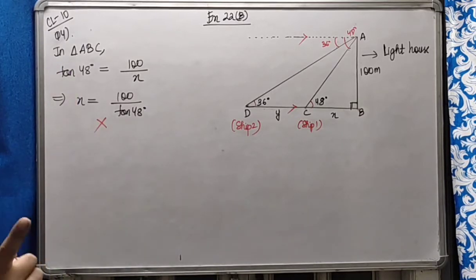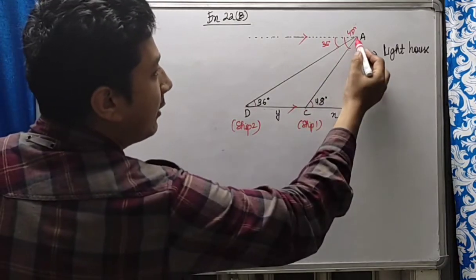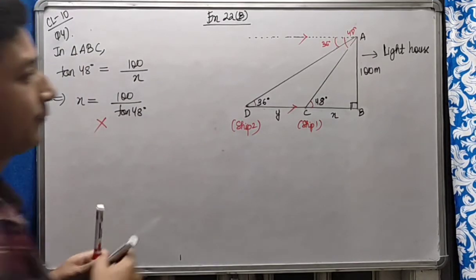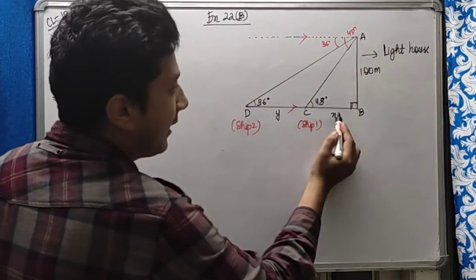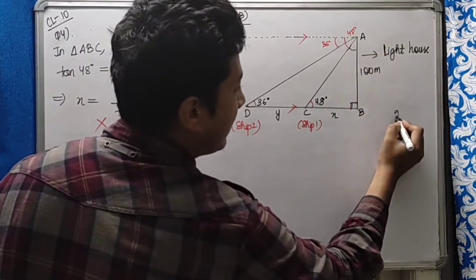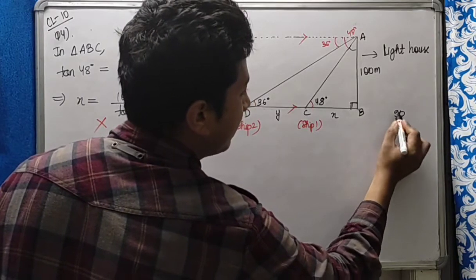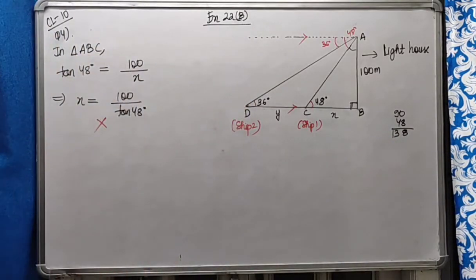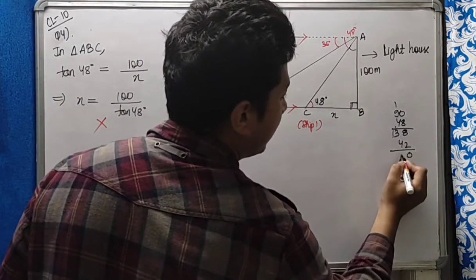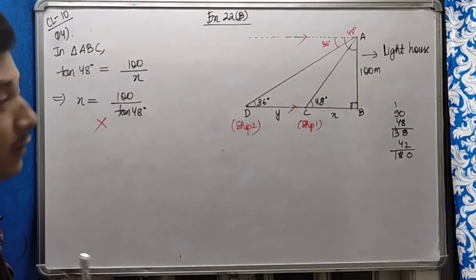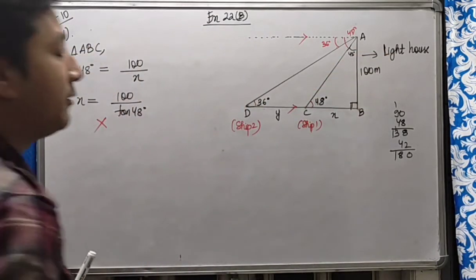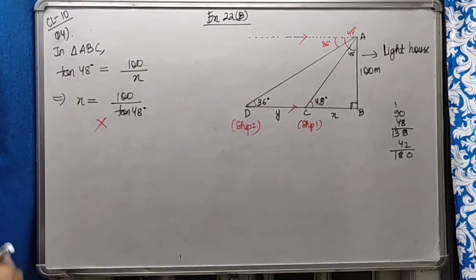Instead, what I know is that in right angle triangle ABC, the sum of the angles of a triangle is 180. The sum of the angles: this is 90, then 48, so 90 plus 48 is 138. So 138 plus 42 gives 180. Therefore this angle should be 42 degrees. Hence instead of tan 48, what I will use is tan 42.